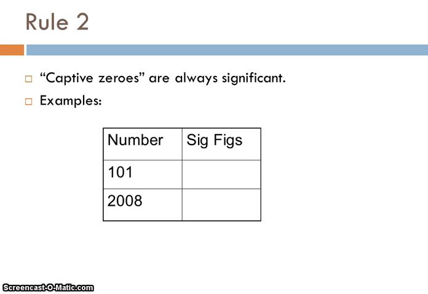All right, so if I'm looking at the number 101, this zero is right in between the 2 ones. But because it's in between those, it's a captive zero, significant. So 101 has 3 sig figs. 2008 has 2 zeros in between the 2 and the 8. That's fine. That still works. They're still considered captive zeros and they're still significant. So that has 4 significant figures.